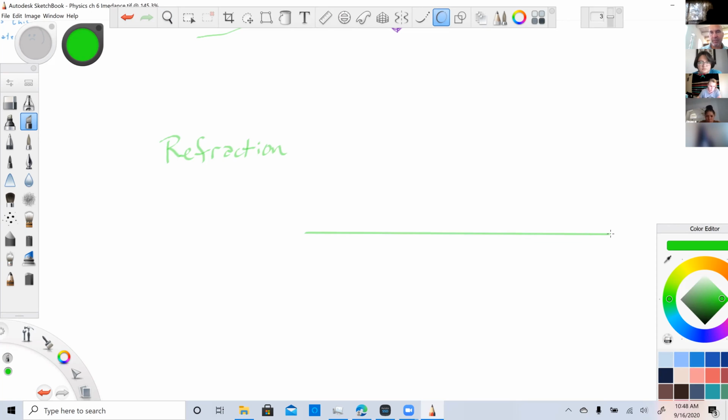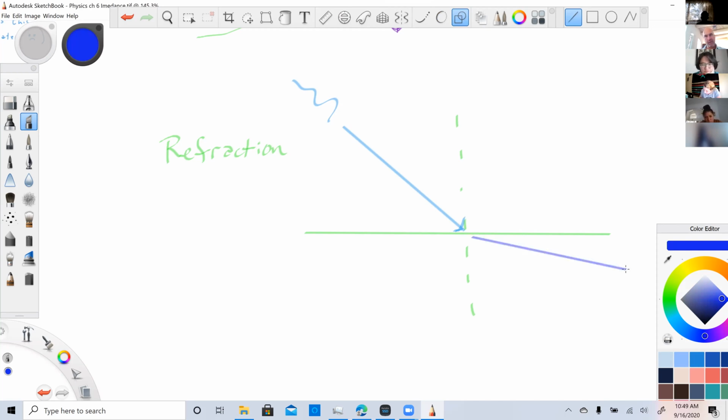So I'm going to draw in our normal, using a different color, and I'm going to come in at an angle here. So an incident sound beam comes at an angle. We talked about the other day how it can change directions and go farther from the normal. Remember, this is the normal down here, the green line.